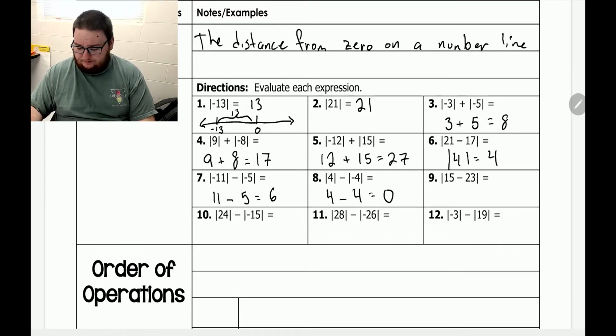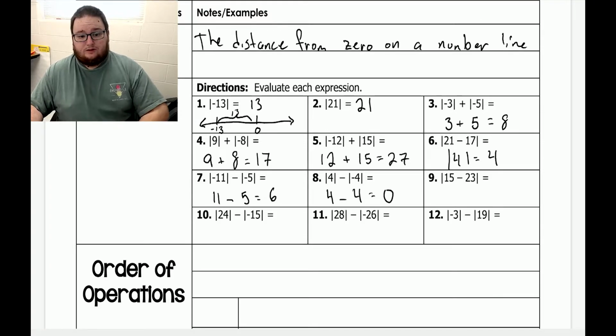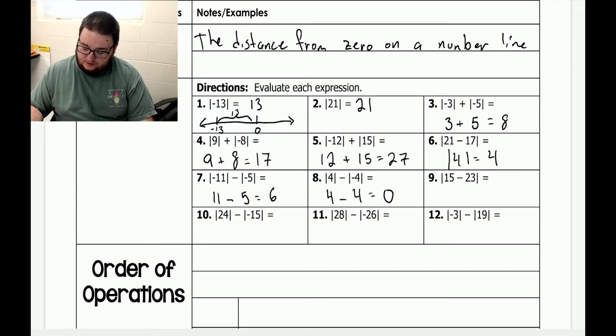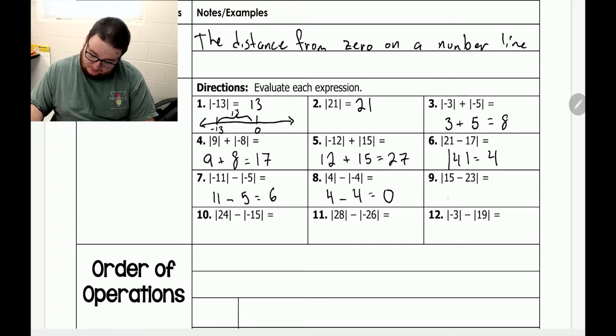Next, on number 9, we have the absolute value of 15 minus 23. So in order to do that, again, we consider the absolute value symbols to be parentheses. So we work inside of the parentheses first. So we have 15 minus 23. That gives us a negative 8. And we're taking the absolute value of it. And the absolute value of negative 8 is just a positive 8. So positive 8 is our answer.